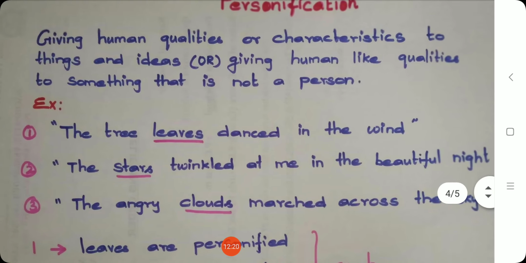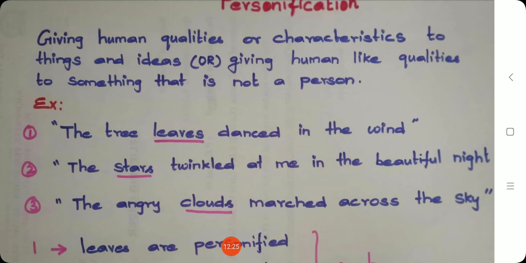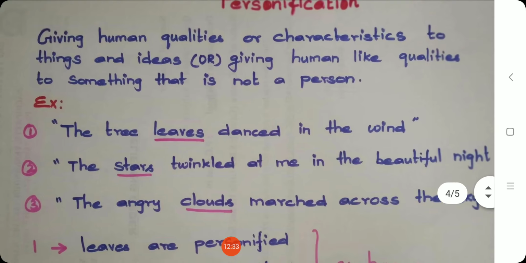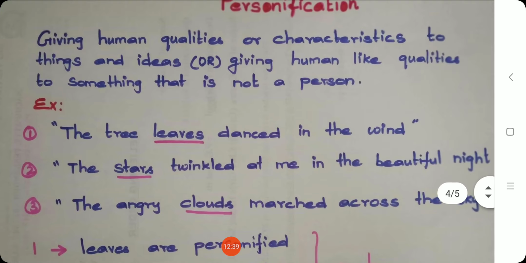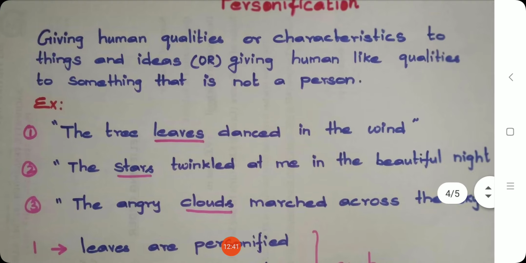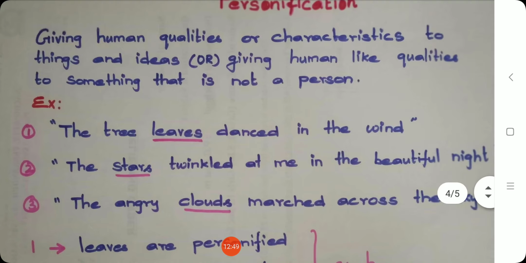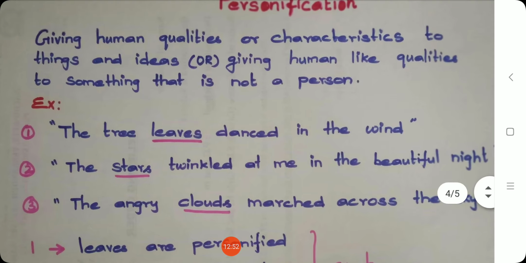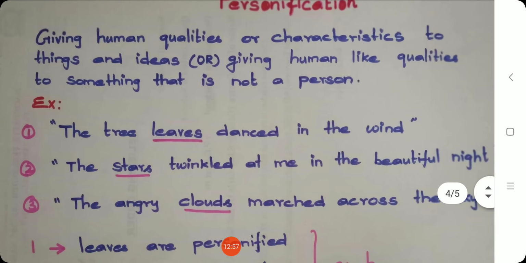Okay, now see the second example. The stars twinkled at me in the beautiful night. Can a star twinkle at us? Here, me refers to we, the human beings, or the poet. If we are looking at a star in the sky, will it twinkle at us? It is the nature of stars to always twinkle. It doesn't matter whether any human being is looking at it or not. It will always be twinkling in the night sky.